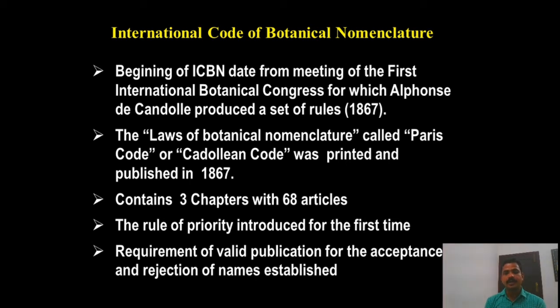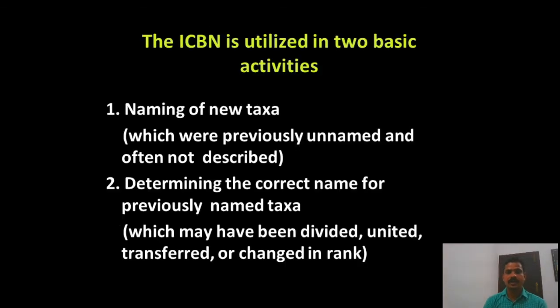So that is the acceptance and rejection of names. All these were introduced in the first Botanical Congress, the first code, that is the Paris Code. So that is the starting of botanical nomenclature. And the ICBN is utilized in 2 basic activities.